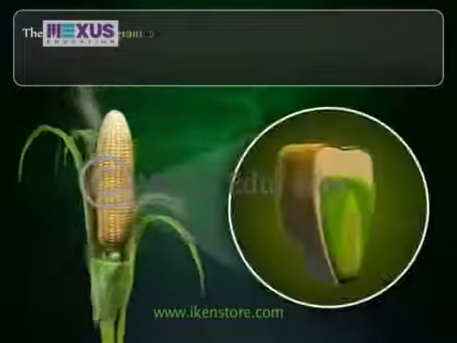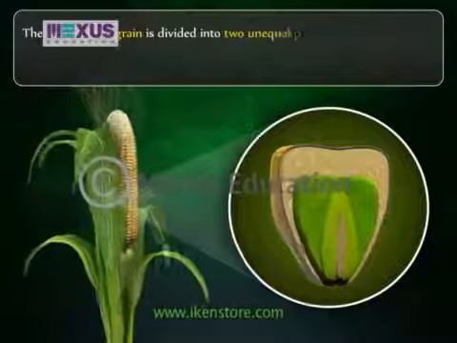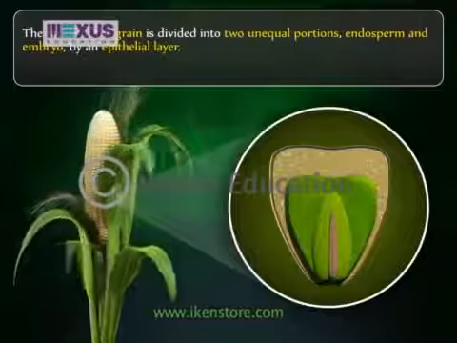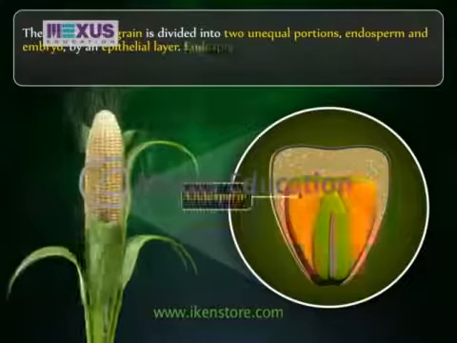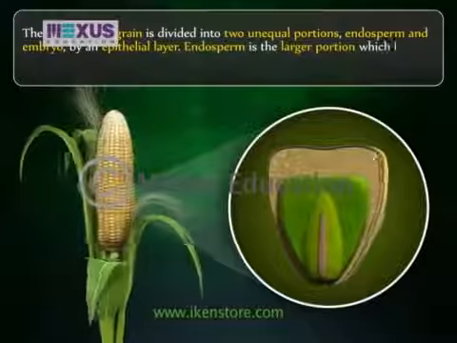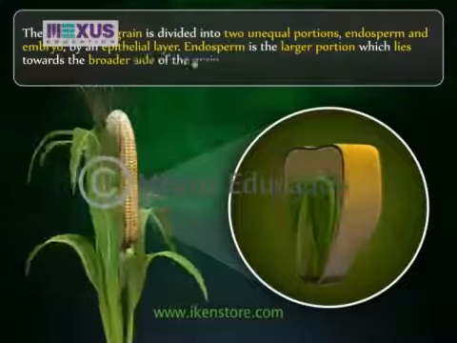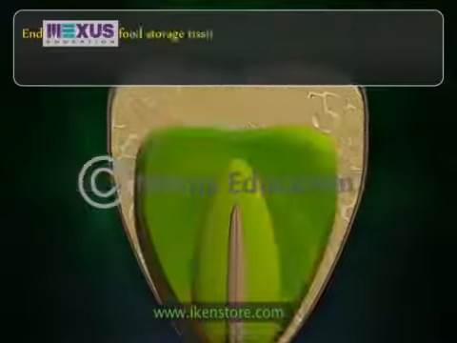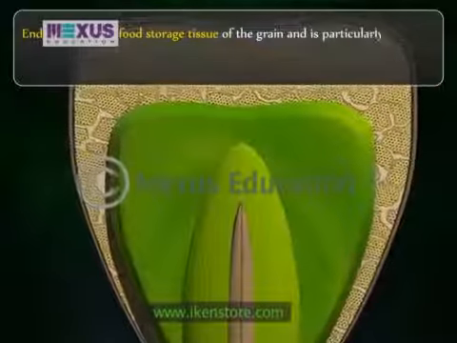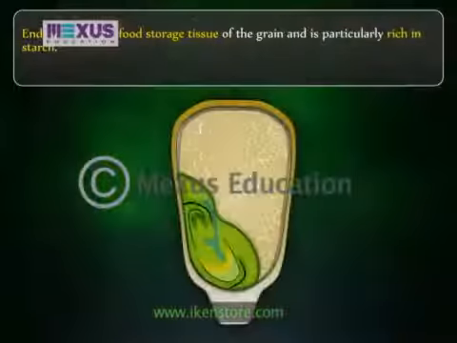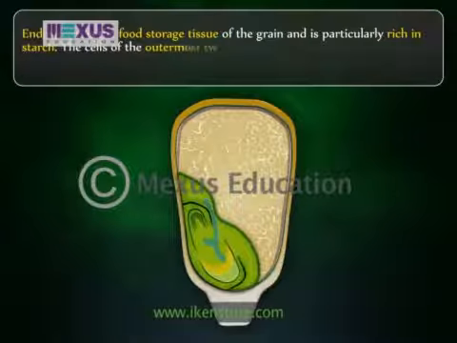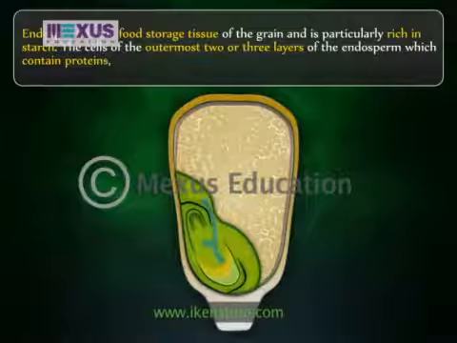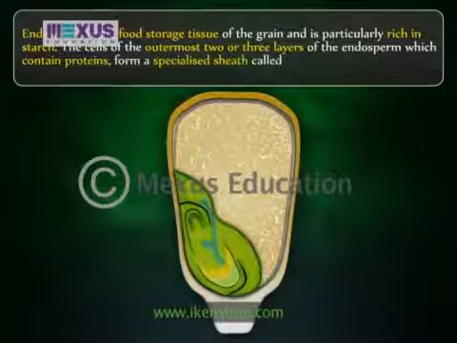The inside of the grain is divided into two unequal portions, endosperm and embryo, by an epithelial layer. Endosperm is the larger portion which lies towards the broader side of the grain. Endosperm is the food storage tissue of the grain and is particularly rich in starch. The cells of the outermost two or three layers of the endosperm, which contain proteins, form a specialized sheath called aleurone layer.